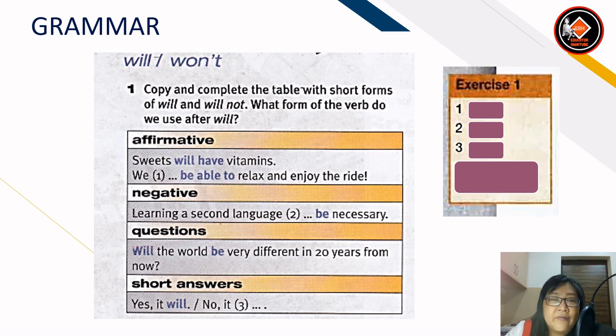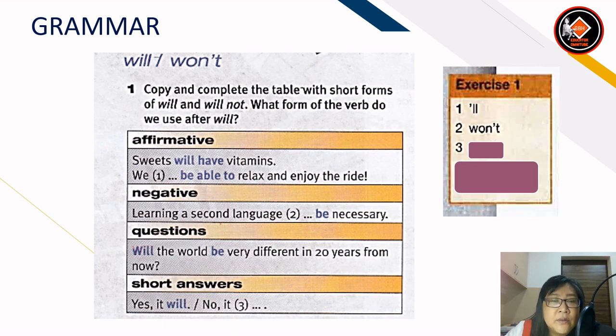So sweets will have vitamins. We will be able to relax and enjoy the ride. So we will be able to relax and enjoy the ride. The negative: learning a second language won't be necessary. So this is the negative sentence.